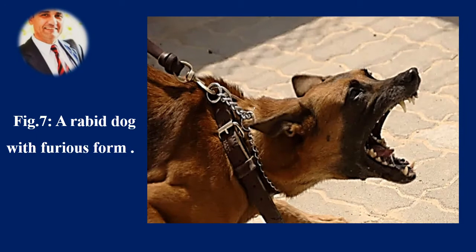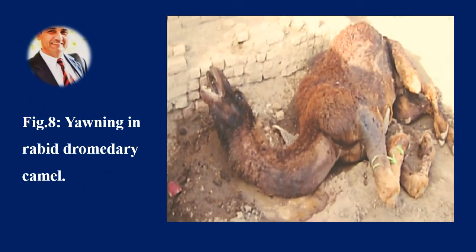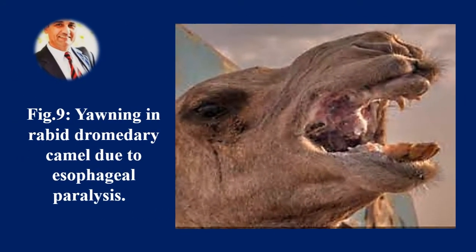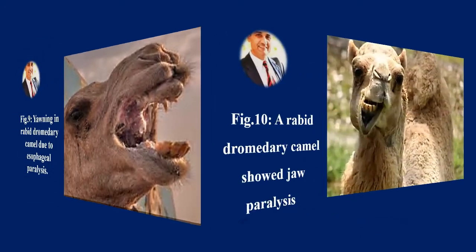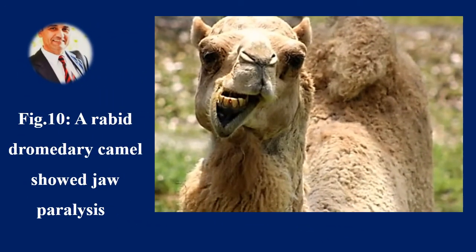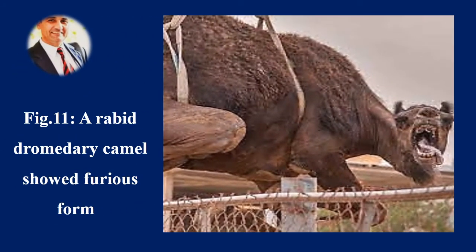This figure showed a rabid dog with various forms. This picture showed rabid dromedary camels with yawning. Yawning in a rabid dromedary camel due to esophageal paralysis. Rabid dromedary camel showed jaw paralysis. A rabid dromedary camel showed various forms.